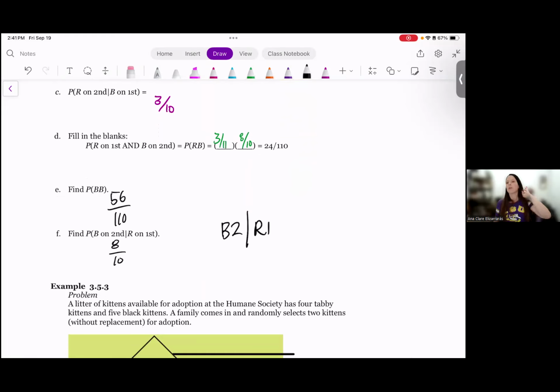Okay, so there's a given conditional probability before you do the intersection on each of these.